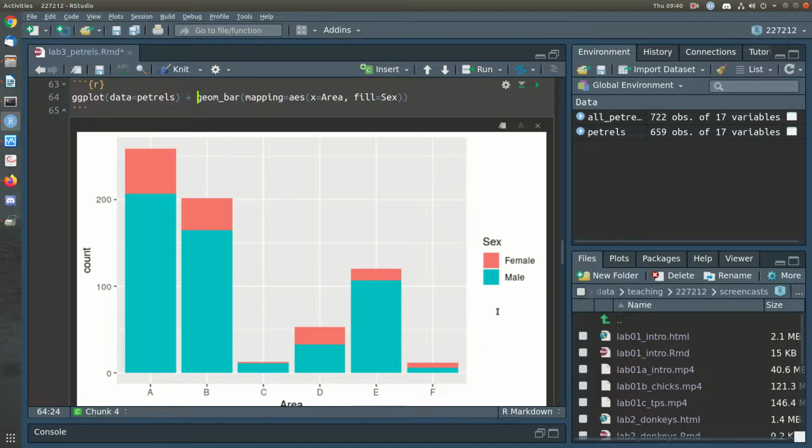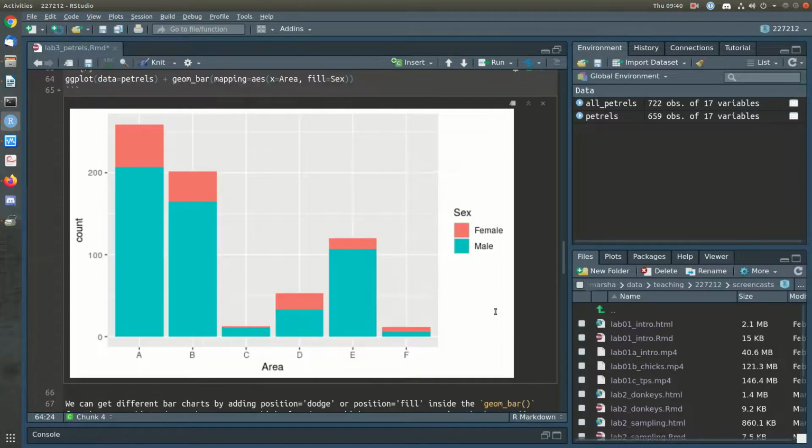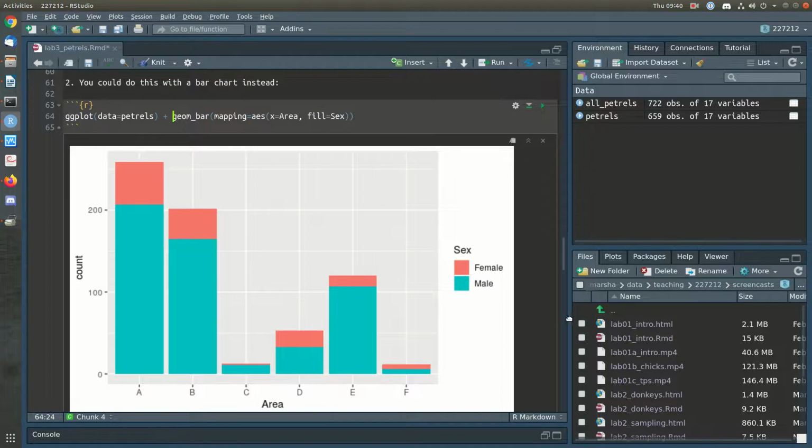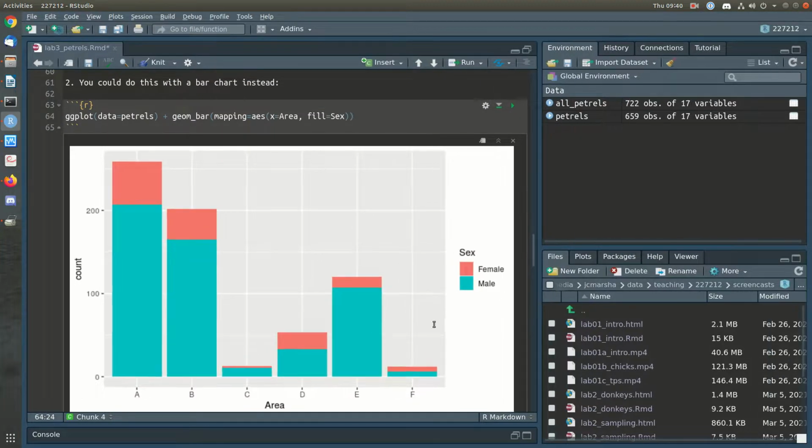I might make this just a little bit smaller so that we can see the code and the graph in the same sort of screen. So you can see that by default, because I've filled by sex, it has stacked the bars, and that's fine. It allows us to see the total number easily in each of the areas, so you can see that it differs quite widely, but it's harder to tell whether there's a difference in proportion, though perhaps we might get a hint, and it certainly seems in area E there's a higher proportion of males compared to females than the other areas.